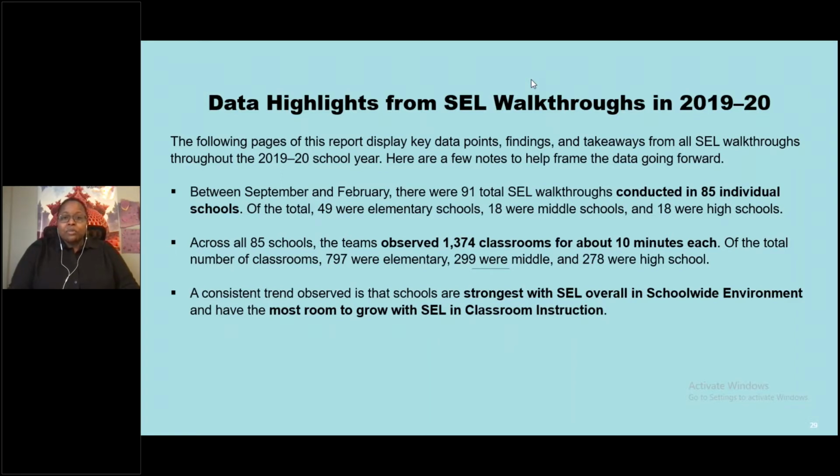If you'll notice, we spend about 10 minutes in each classroom. Everyone is normed 2 to 3 times a year, so we ensure that everyone is on the same page on how we use the rubric. Next slide, please.